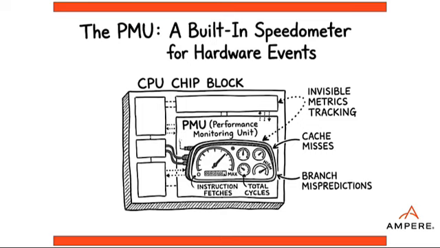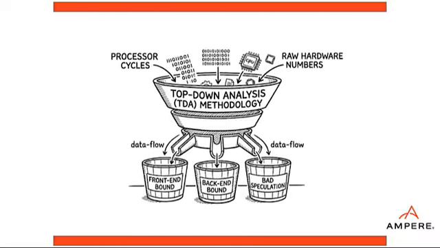It's a specialized piece of hardware built directly into Ampere CPUs. It acts like a real-time dashboard, quietly counting hardware events like instruction fetches, data cache misses, or branch mispredictions as your application executes.